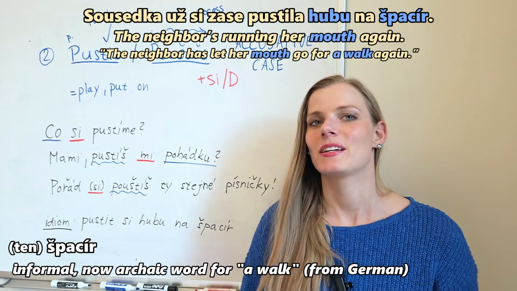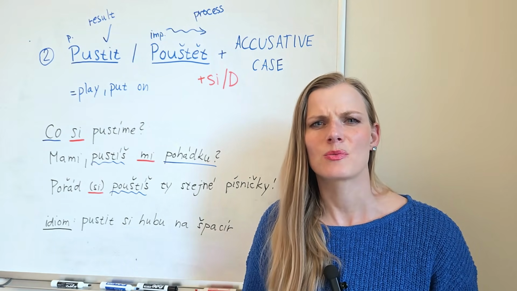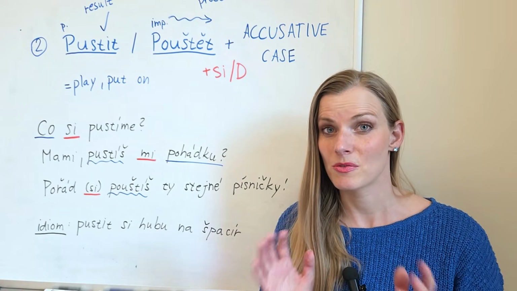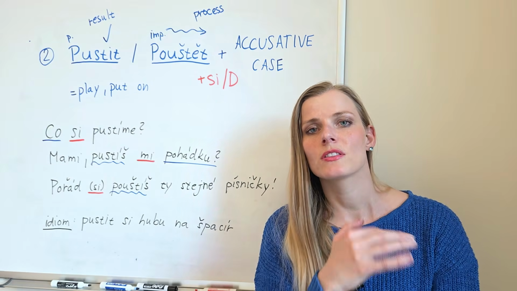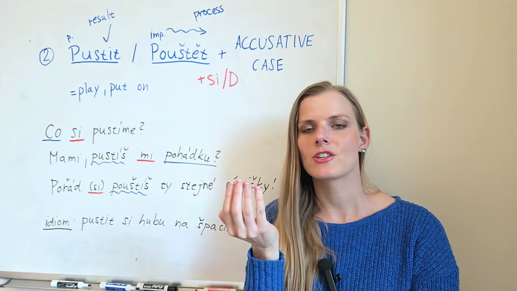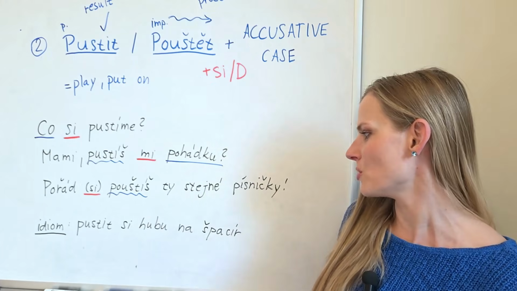Na špacír, na procházku. Huba is also a very expressive word for pusa, mouth, like a muzzle. Be careful with this word, huba. So when someone is talking too much, gossiping, saying things they shouldn't, then they are letting their mouth go for a walk. Pustí si hubu na špacír.